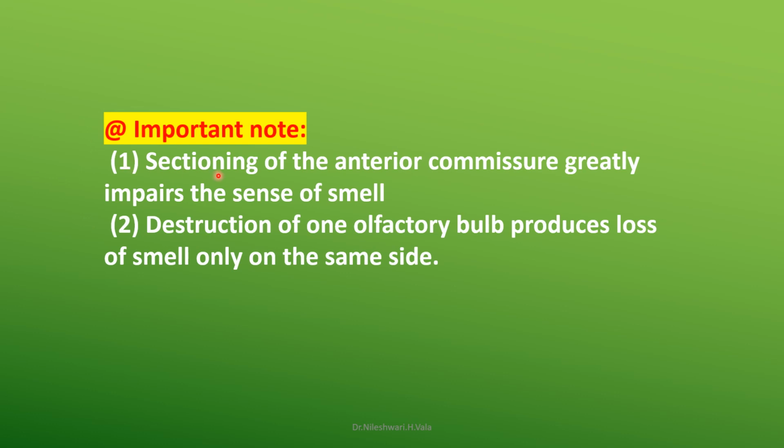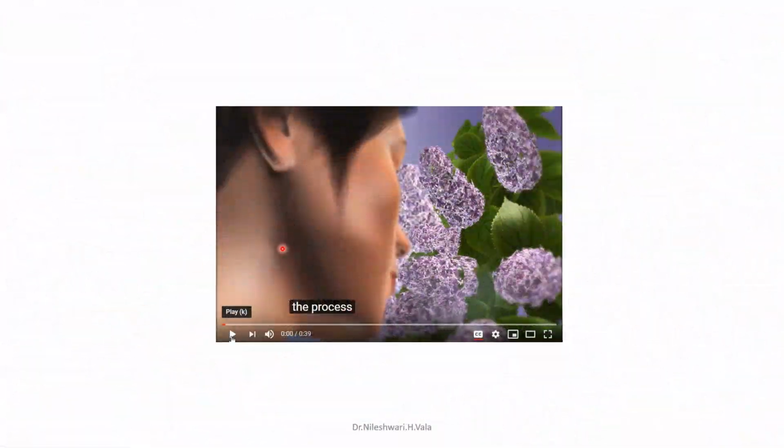Now, sectioning of the anterior commissure greatly impairs the sense of smell, and destruction of one olfactory bulb produces loss of smell only on the same side. Now, this is a video of the physiology of olfaction.